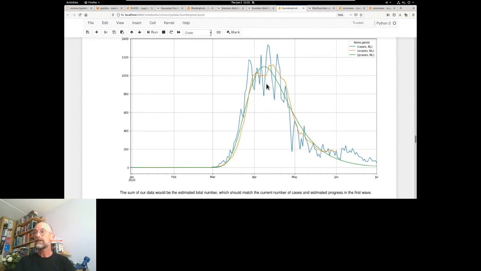So you see the raw data in blue, which has quite some noise in there. I used a weekly average window to take out some of the reporting effects here. So the orange one is the smoothed data for the Netherlands, and the green one is the fitted function. So you can already see that it fits pretty well. Basically starting to confirm that a Gumbel function would work in this way.